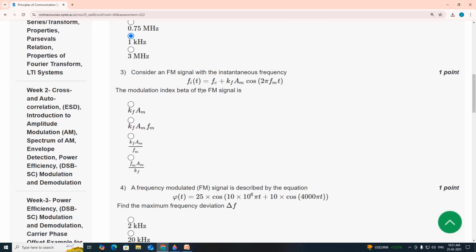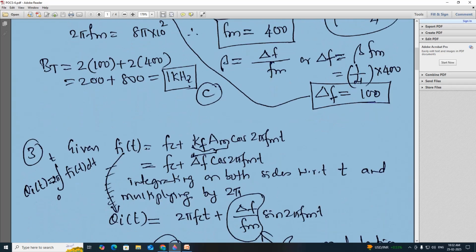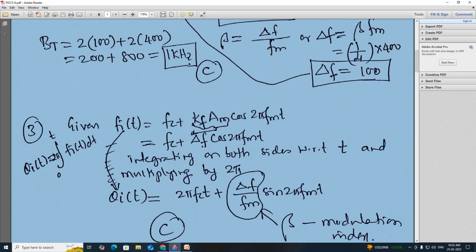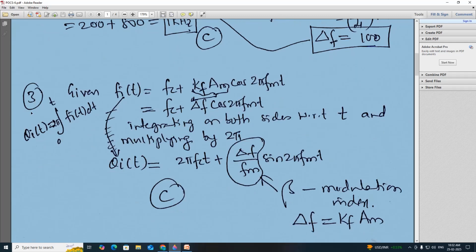Third one, consider an FM signal with the instantaneous frequency. The modulation index beta of the FM signal is? This is given: f_i(t) equals fc plus Kf Am cos 2 pi fm t. Kf Am is nothing but delta F, which we call the frequency deviation. The relation between the angle theta and the instantaneous frequency is theta equals 2 pi integration from 0 to t of f_i(t) dt.